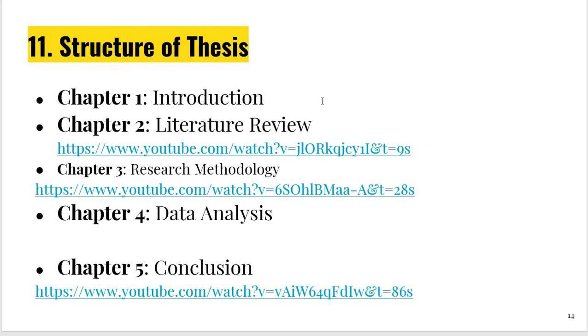Structure of the thesis. Ideally or generally, there should be 5 chapters. Chapter 1 Introduction, Chapter 2 Literature Review, Chapter 3 Research Methodology, Chapter 4 Data Analysis, Chapter 5 Conclusion, and after conclusion you will mention references, and afterwards you will mention appendix. Appendix means attachment. For example, you have chosen 10 advertisements. You will attach those 10 advertisements.